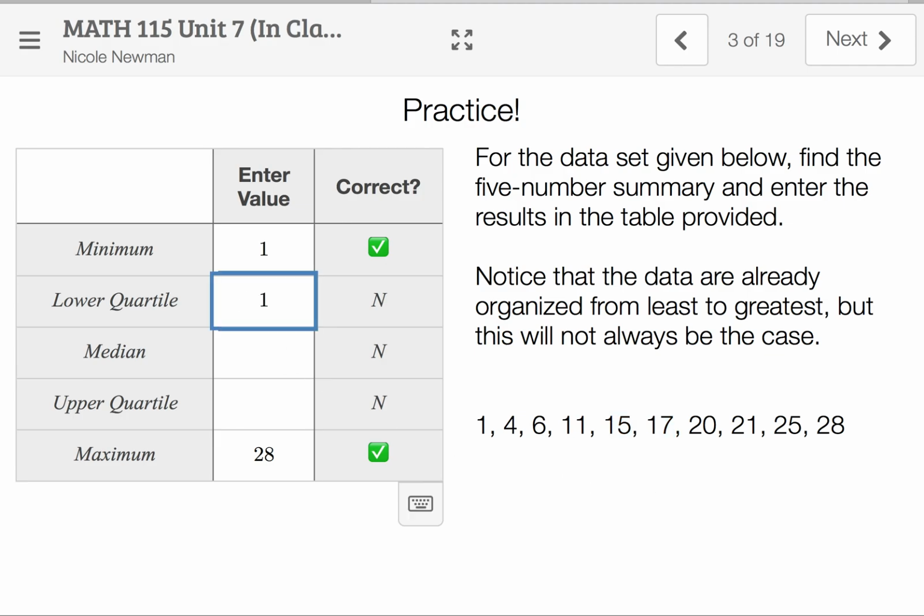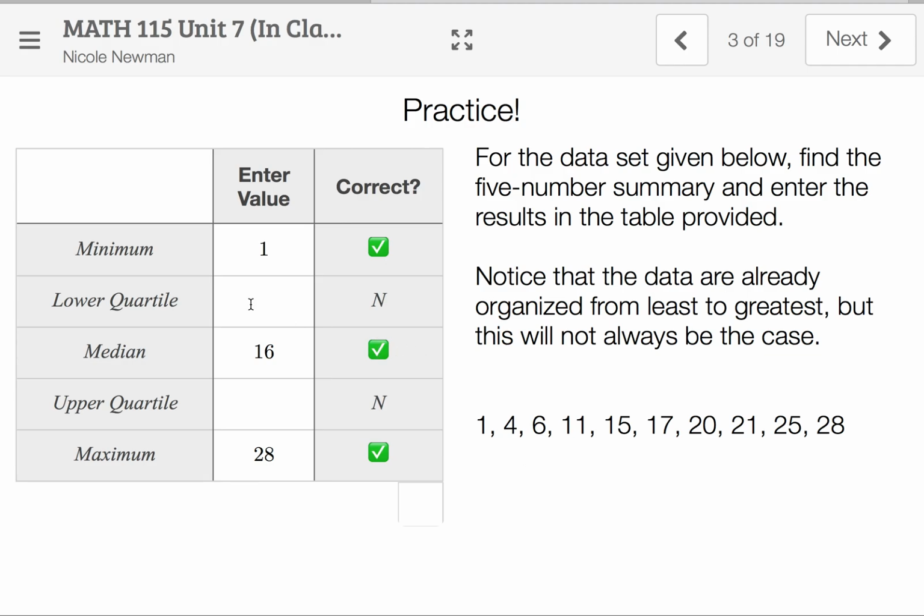Or you might just look at 15 and 17 and say, oh, I recognize that 15 and 17 are equally split by 16. I put mine in the wrong spot. That's why it says no. 16 is the median. All right, now I have a happy green check mark.